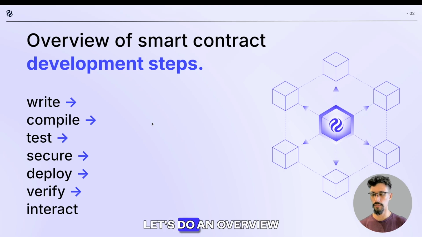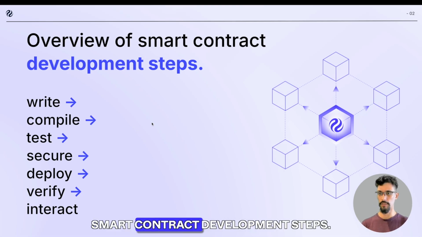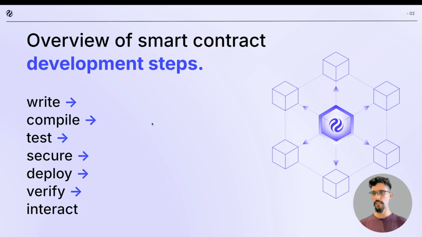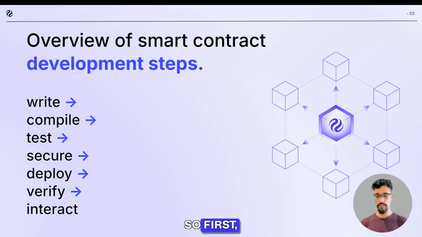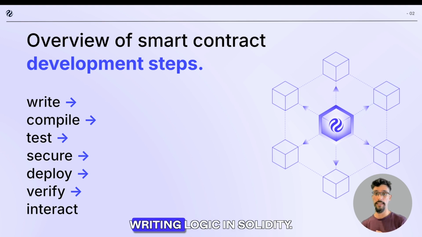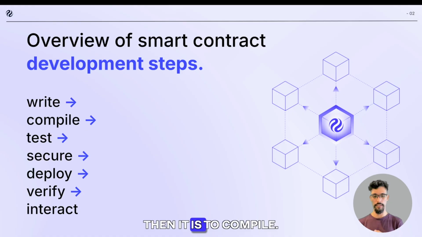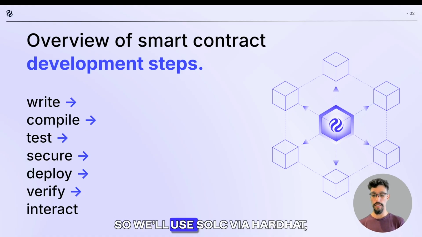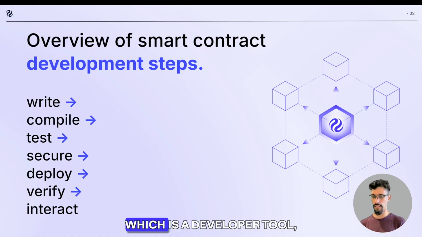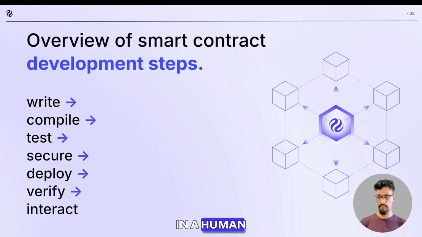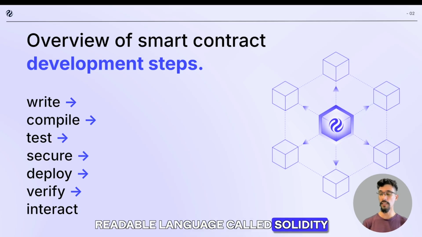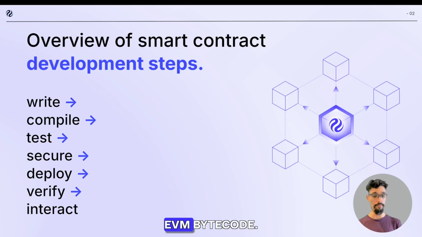Okay, let's do an overview before we start our smart contract developing steps. So this is a sequence that we'll be following. So first, we will write code. So this is writing logic in Solidity. Then it is to compile. So we'll use SOLC via Hardhat, which is a developer tool, to turn the code that we've written, which is in a human readable language called Solidity, into machine readable EVM bytecode.